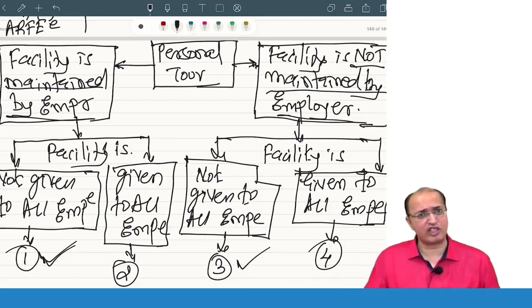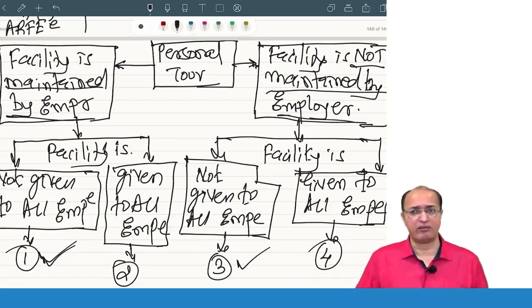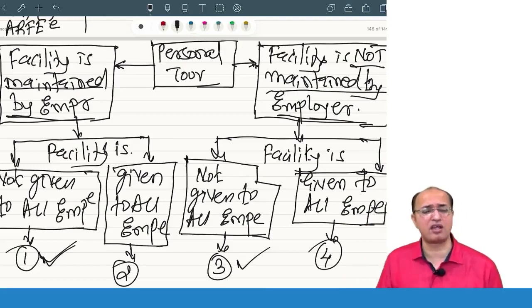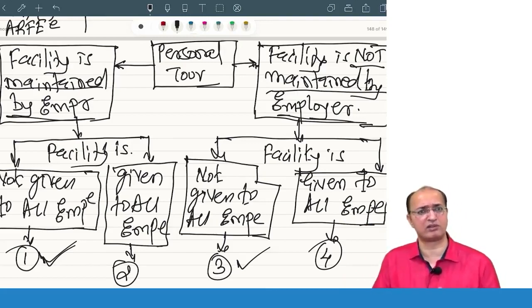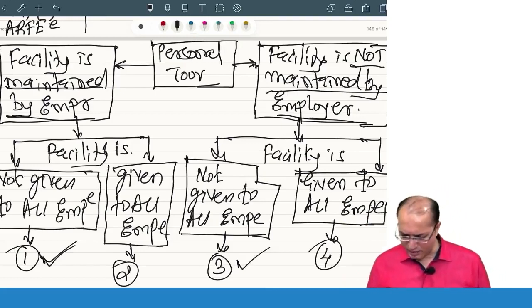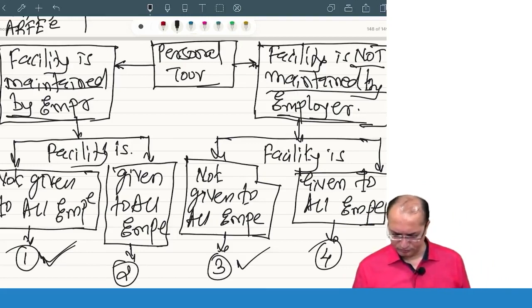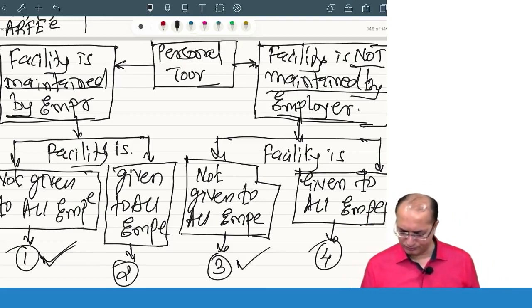When they themselves are spending, they can manipulate. But when they are paying the bill to some third party, they cannot manipulate. The chances of manipulation are too less. Are you understanding? Yes or no?